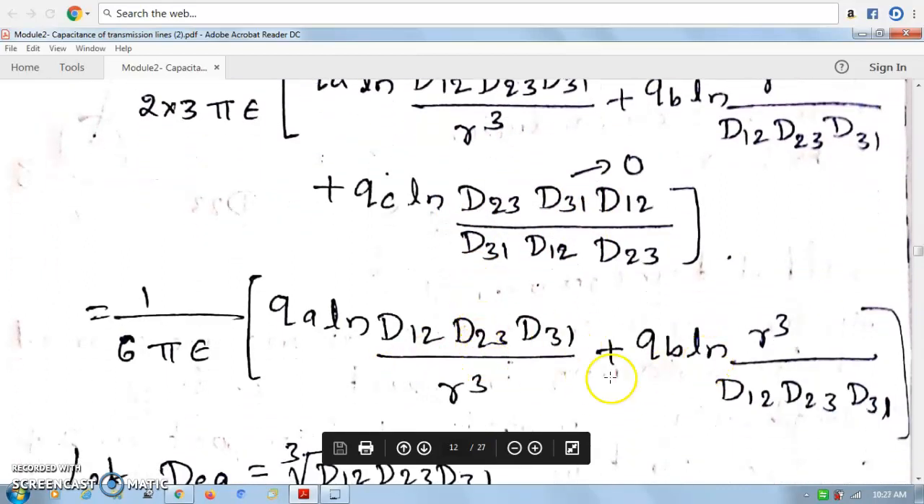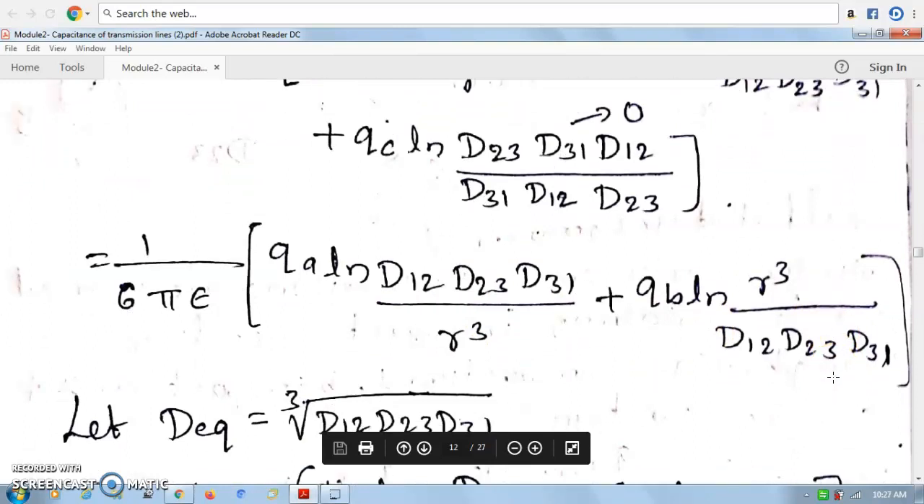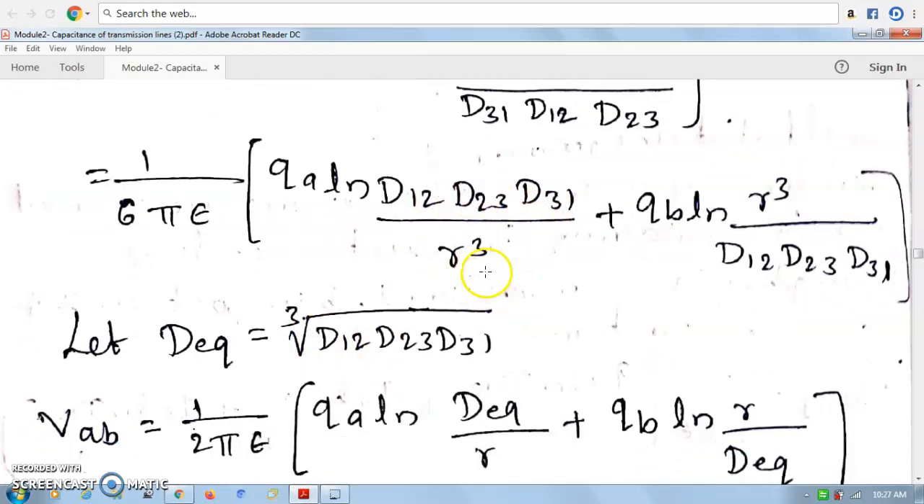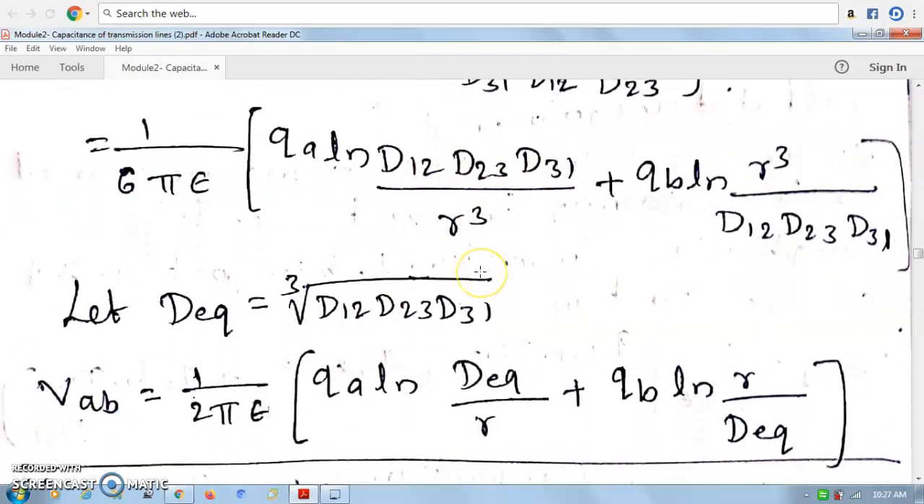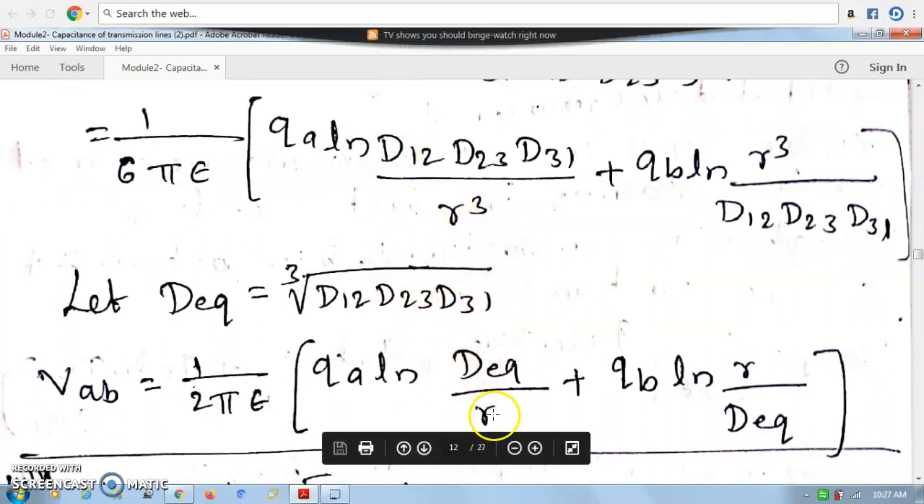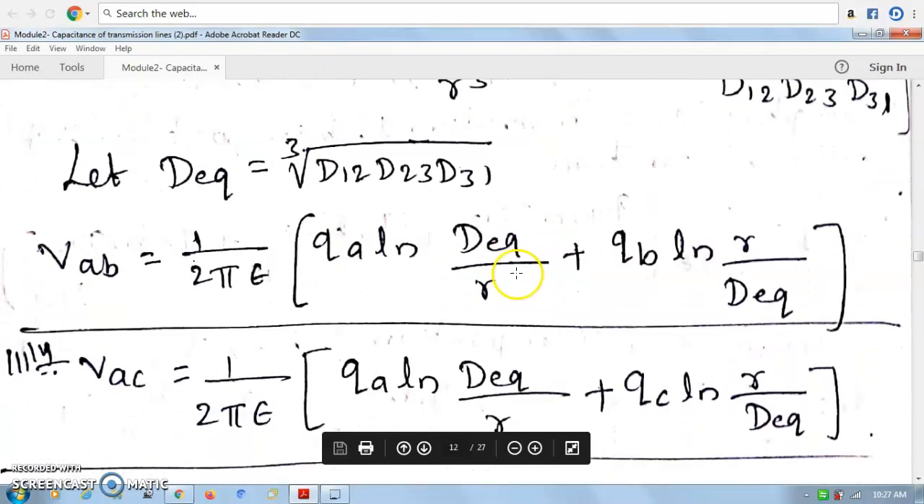QA plus QB here, reverse order. Shall I take here this D1 to 2, 2 to 3, 3 to 1. This is the D equivalent, cube root of D equivalent. See here, R raised to 3 means you have to take R cube. For this root you have to take D equivalent divided by R. Okay, D equivalent divided by R for this term. So substitute here the D equivalent term.